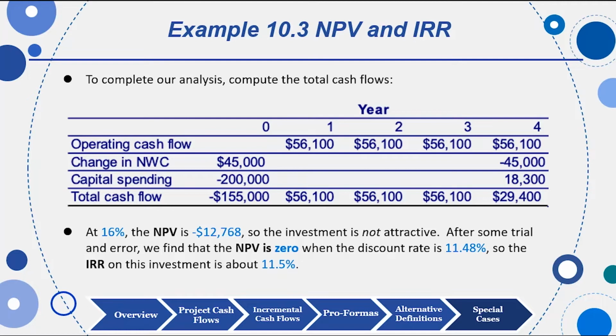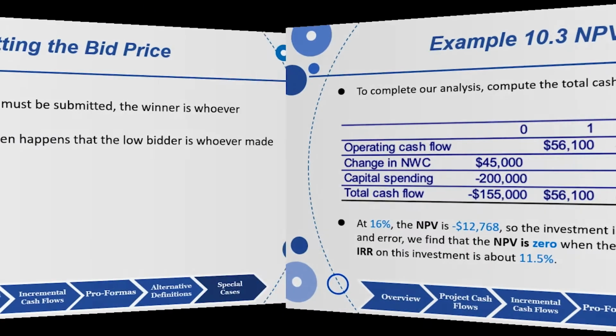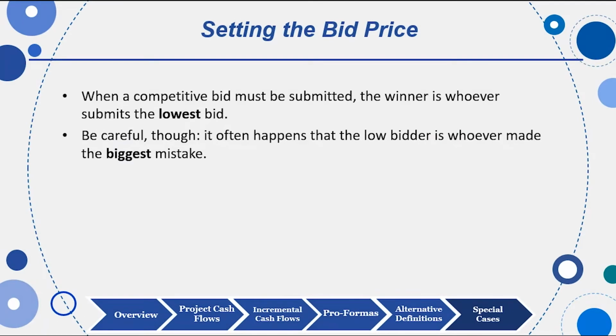And once again, I can do all those analyses I did from Chapter 9. I can calculate the NPV. I can calculate the internal rate of return. And we see that NPV is 0 when the discount rate is 11.48%. So that is our IRR, about 11.5%. I can do all those analyses I set up in Chapter number 9 with a series of cash flows.